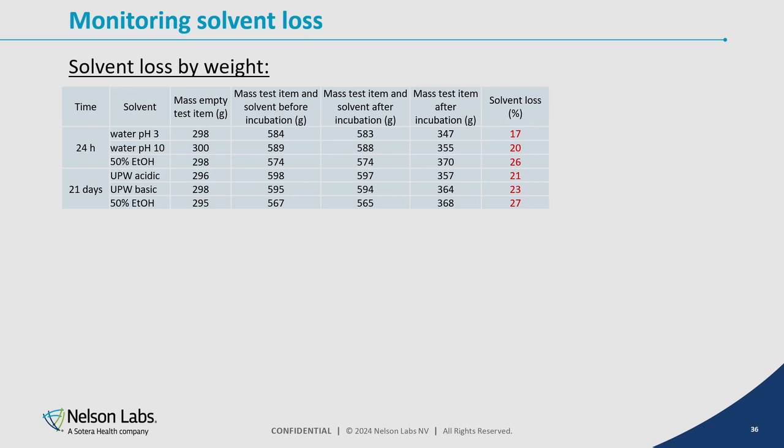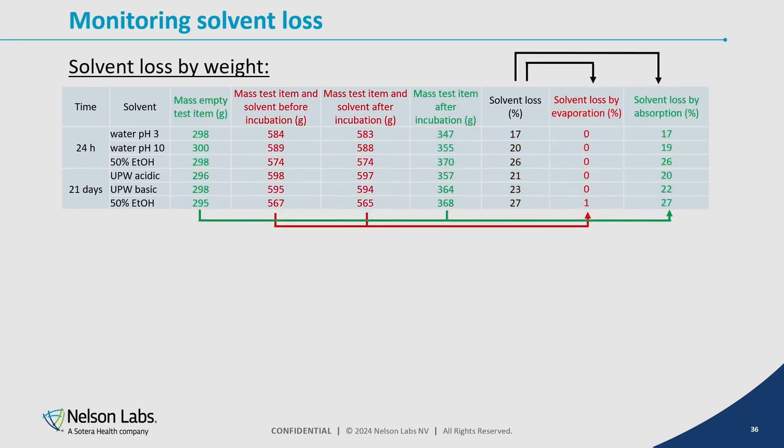Looking at the results by weight, we can see that we are in the same line as we have found based on the solvent loss by volume. But by using the weights, we could also break down the solvent loss in a solvent loss by evaporation and a solvent loss by absorption. And then it was very clear that most of the solvent loss that we have seen was due to absorption of the extract on the filter membrane itself, and almost no solvent loss could be assigned to evaporation of the solvent during the incubation.